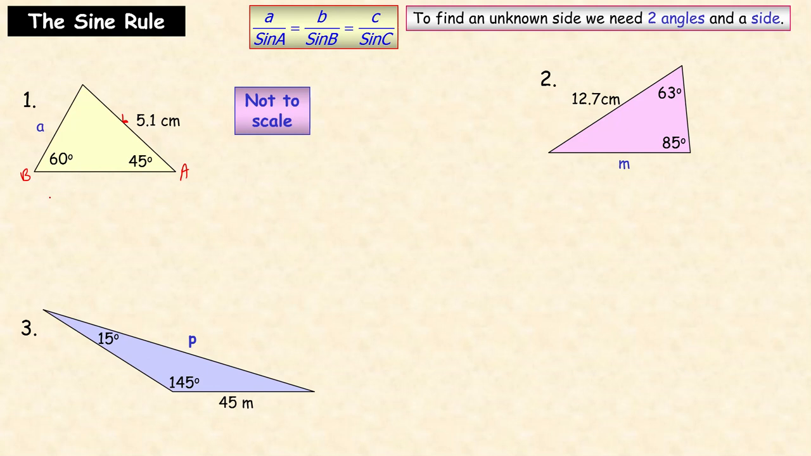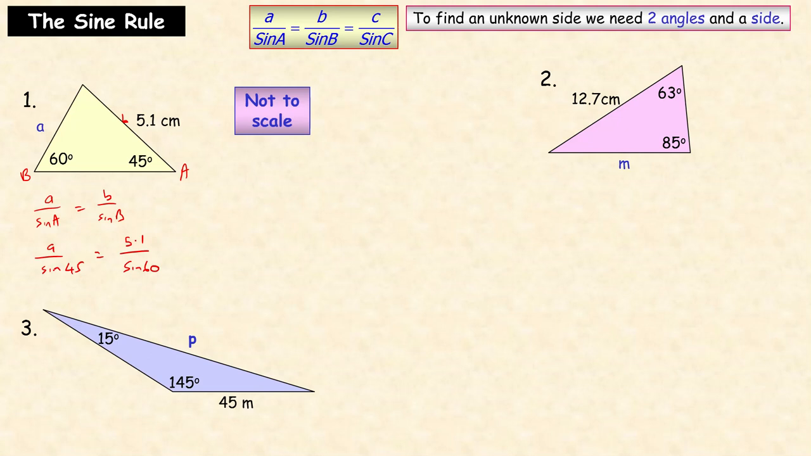So always write the formula out because it helps us to remember. a over sine A is equal to b over sine B. So we say a is what we're looking for, so a over sine 45 is equal to b, 5.1, divided by sine of 60.